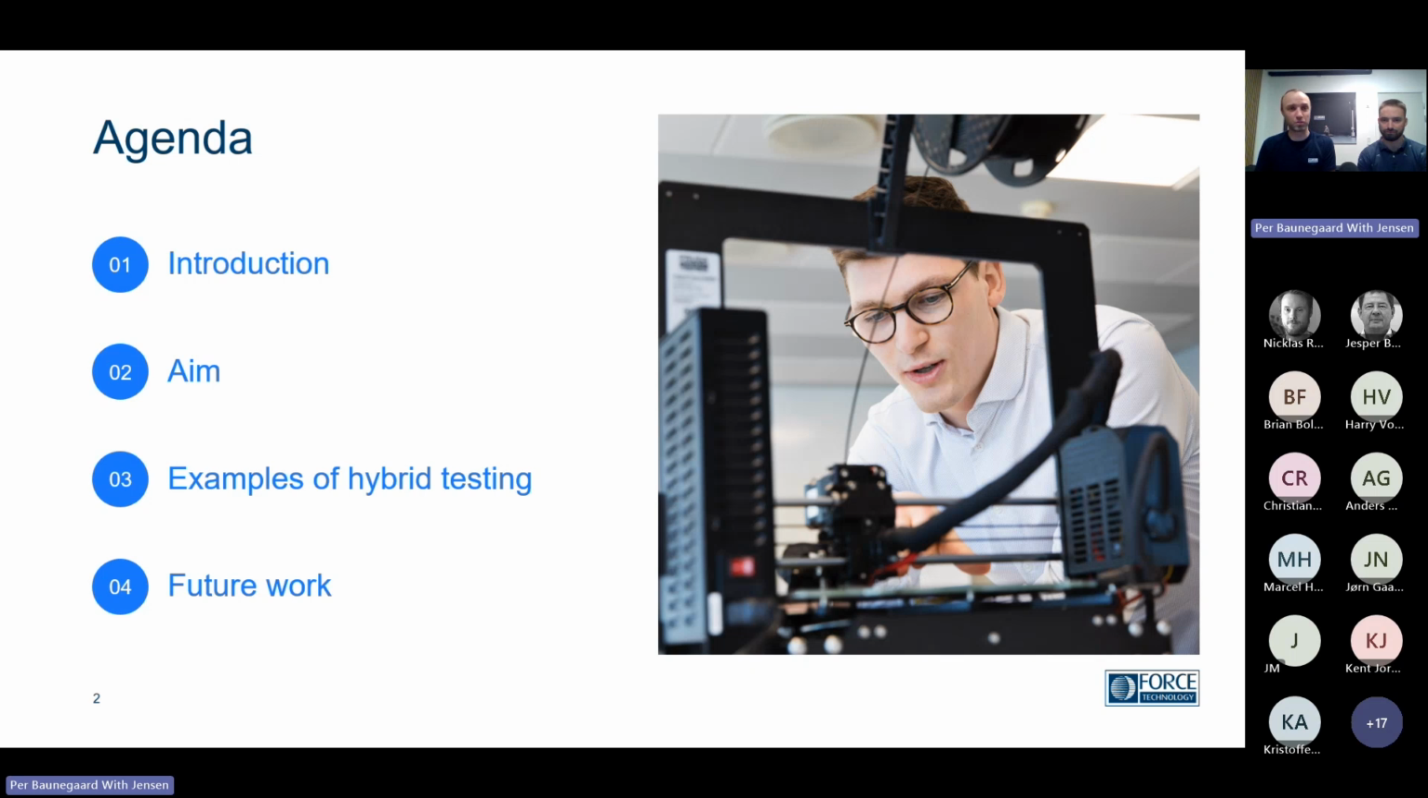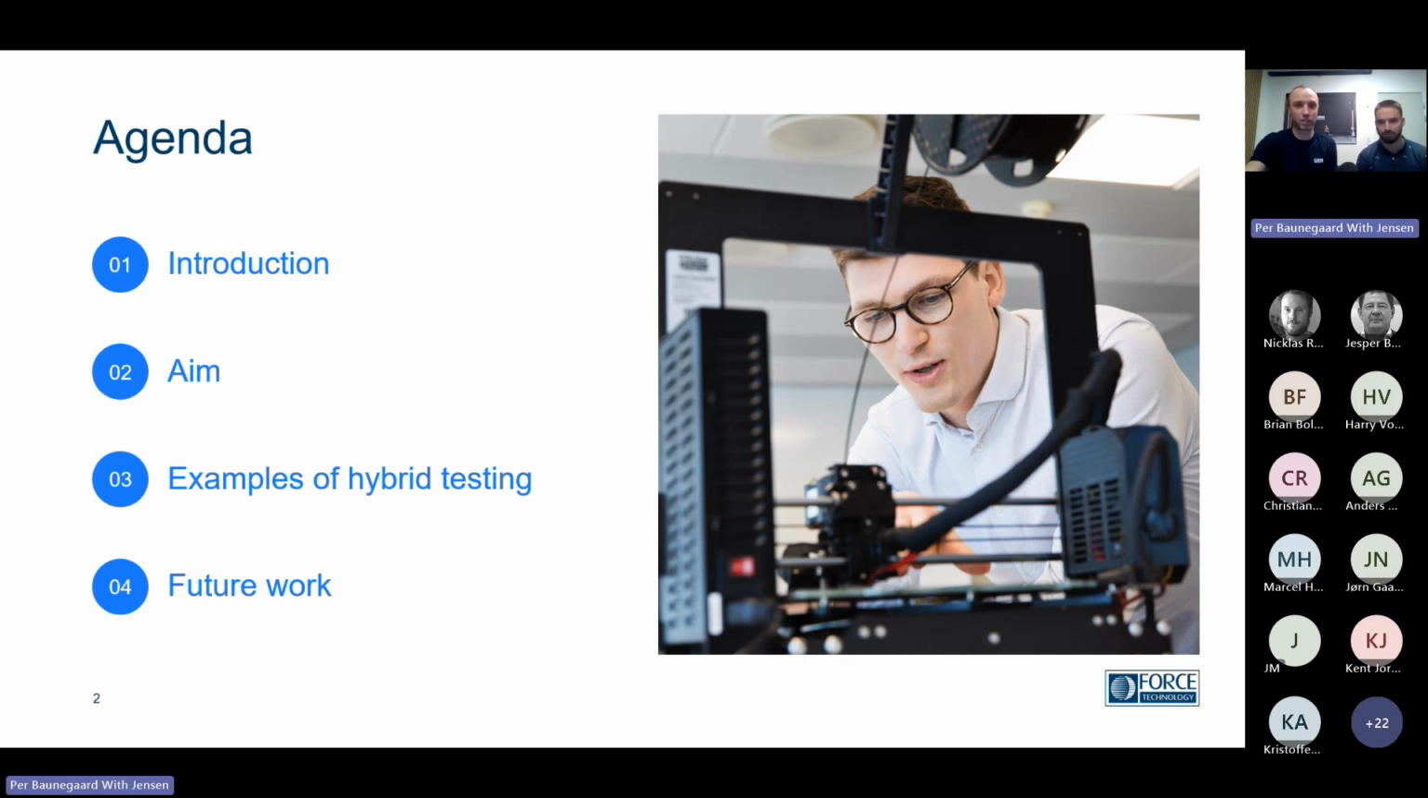Today we have 4 things we want to tell you about. First, we'll do a small introduction to ourselves, to Force Technology, and to today's subject of hybrid simulation. Then we talk about why we have chosen to focus on hybrid simulation. What is the aim of Force Technology using this? And then we have 2 examples we would like to show you and share the results from, that we have done within the last year. And then we would like to tell a little about the future work that we're planning and hopefully maybe entice some of you to join us in that work.